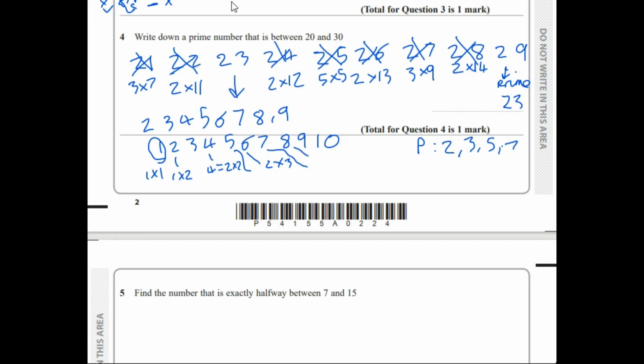Then 8 is 2 times 4. 9 is a square number, so we know that 9 is equal to 3 times 3, so 9 is not prime. It's funny, it's one of those ones that I've always thought looked prime, but 3 times 3, so it can't be prime. And then finally 10 is 2 times 5. So these are all the numbers that are prime that are less than 10. That might be something helpful to try and remember, because it will make your life a lot easier when you've got to remember what prime numbers there are.